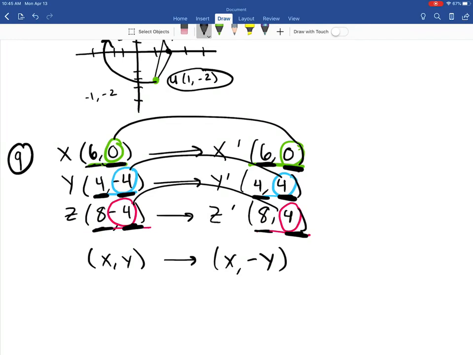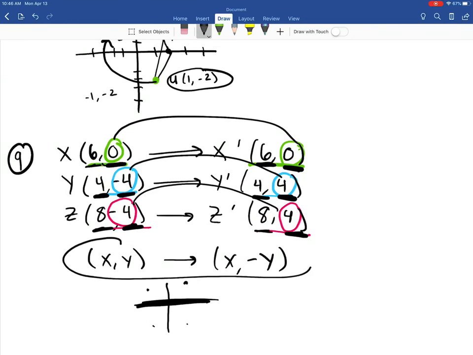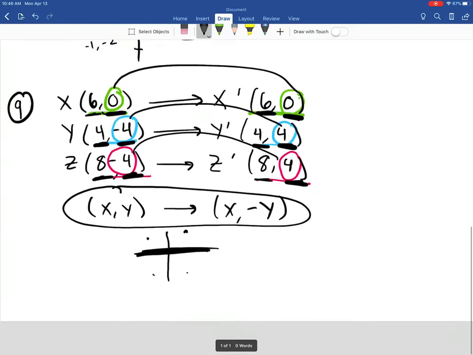Reflection over the x-axis or reflection over the y-axis. Well, remember, when you reflect in the x-axis, this is your x-axis, you're moving from top to bottom, or from bottom to top, your y is what changes signs. So this would be reflection in the x-axis.